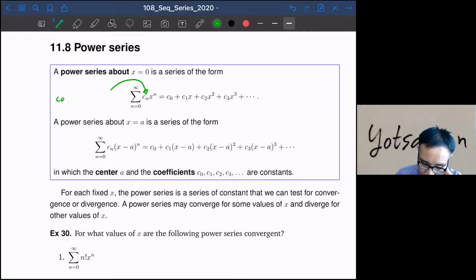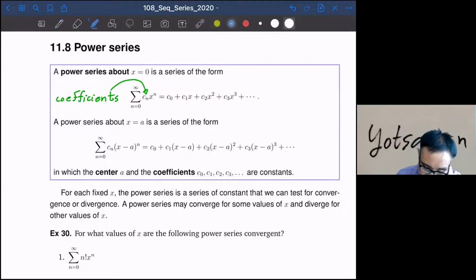So these are the coefficients of the power series. Okay, so it's going to be C0, C1, C2, and so on. And this one is a power series about x equal to 0. Okay, so you see that it's going to be x only. However, we are able to have a power series about x equal to a.